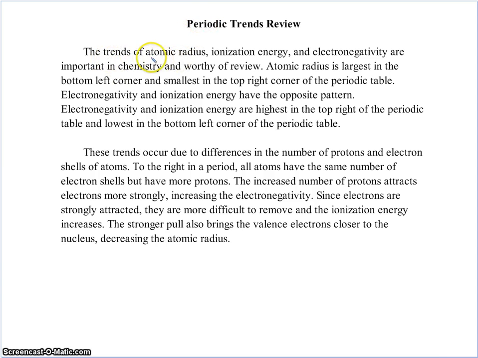So the trends of atomic radius, ionization energy, and electronegativity are important in chemistry and worthy of review. Atomic radius, I know that's the size. Ionization energy, that's like how hard it is to remove an electron. And electronegativity has to do with attracting electrons.